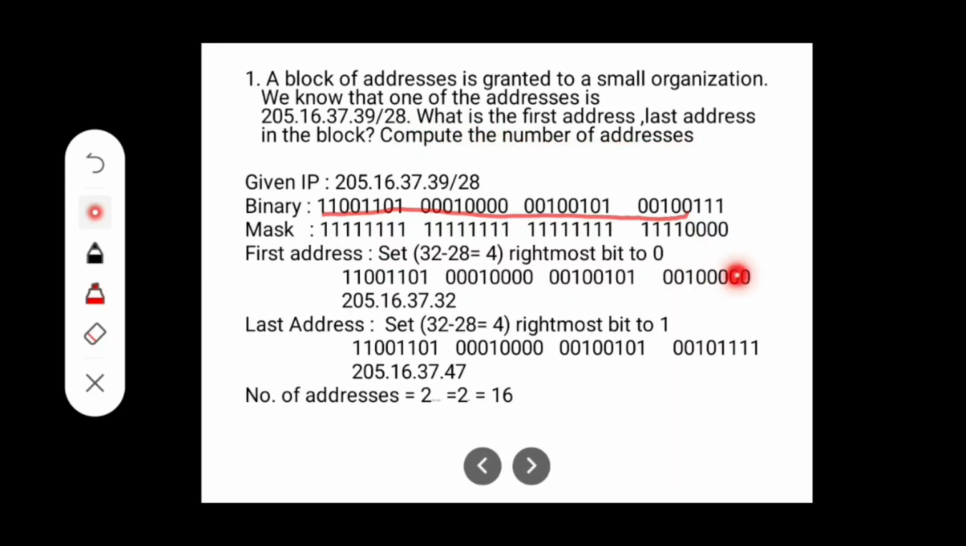Now the last question is to compute the number of addresses. Using these 4 bits, how many addresses can we generate? That is 2 raised to 4. Here I had missed out the 4. So 2 raised to 4 addresses can be generated from these 4 bits, so 16 addresses can be generated. Clear? So this is one such question.